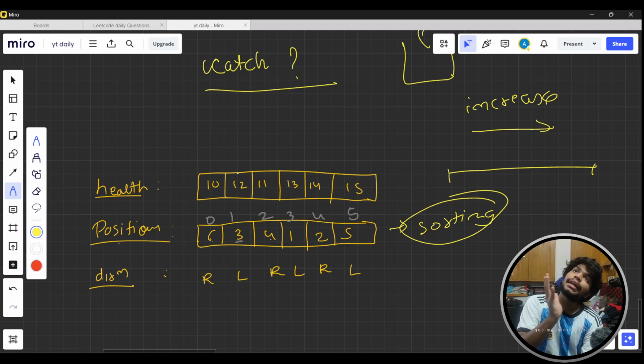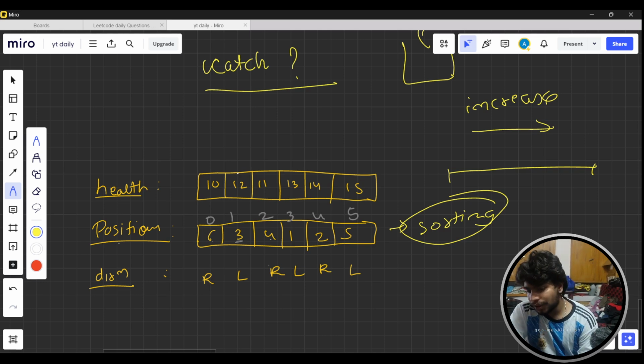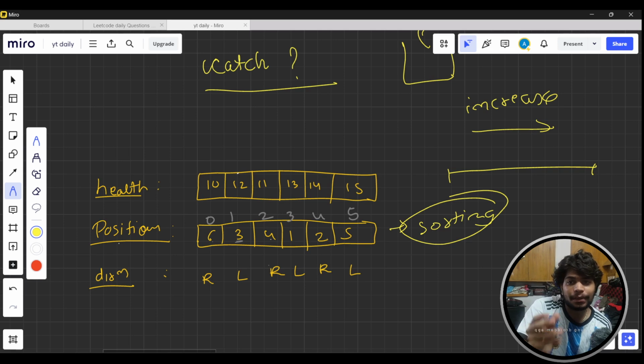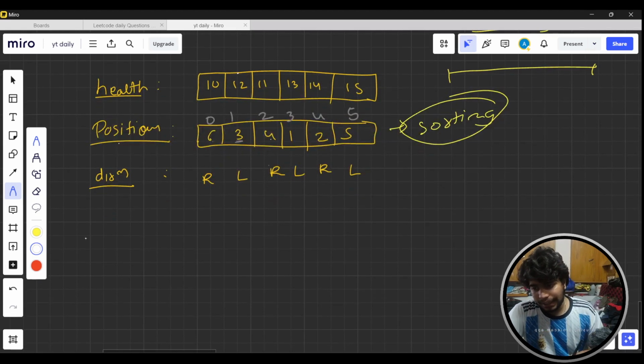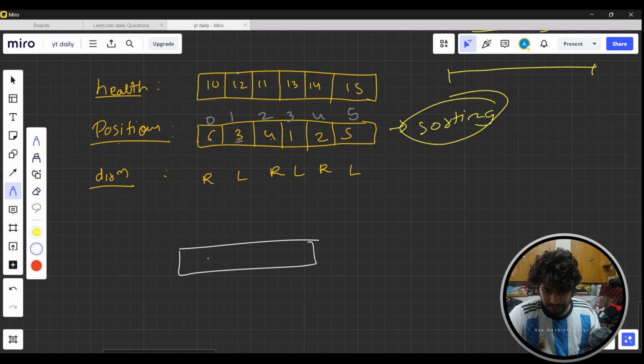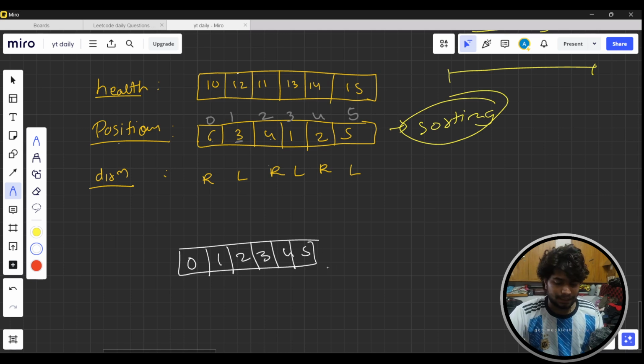To get the sorted robots, like lower the position, variety will be more. Does that make sense? Can I use indexing? Can I just do that? I can create an array of size 6.